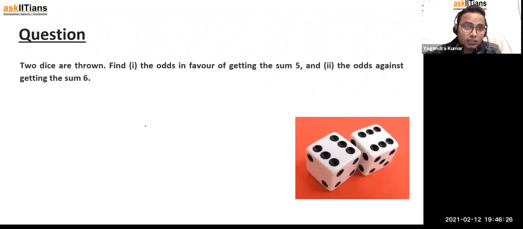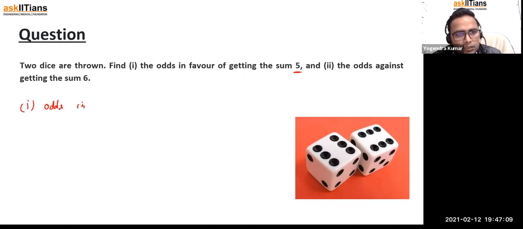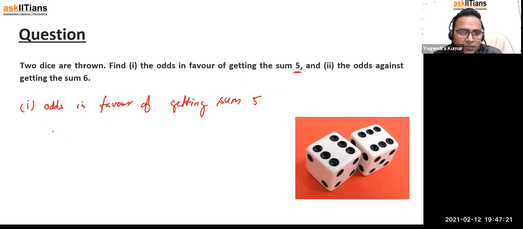Okay, let's move to the next question. Two dice are thrown. Find the odds in favor of getting the sum 5 and the odds against getting the sum 5. So we need to do this. Now how do we find odds in favor and odds against? We need to understand this. Two dice are thrown, so for the odds in favor of getting sum 5, we need to count the cases which are in our favor and which are not in our favor. That is what odds in favor means. So what are the odds in favor of getting sum 5?